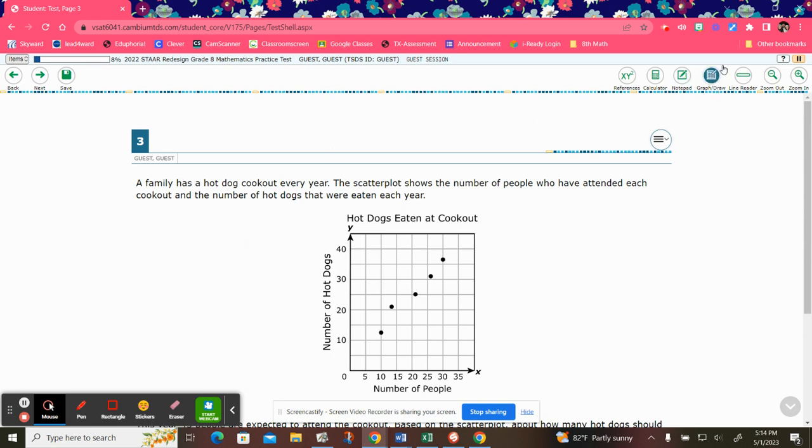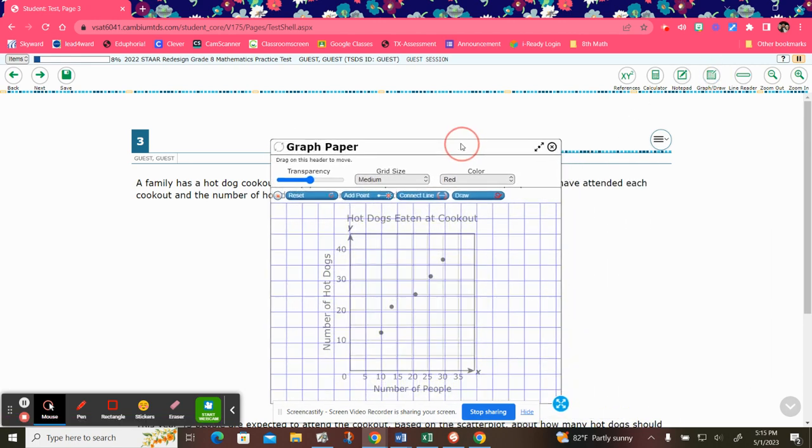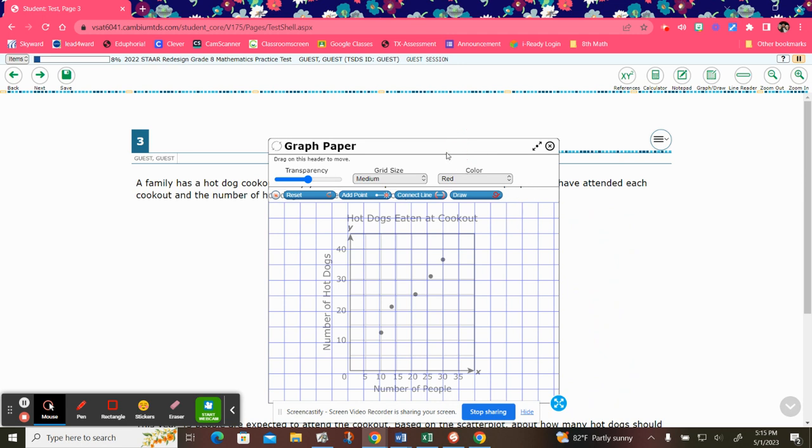Or if you look at the 4th button here, it says graph draw. So what I would do is I would click on that. And as you can see, it's graph paper. Okay. Now, what I want you to look at is the 3rd one right here says connect line. So you're going to click that and you're going to draw a straight line on it. Now remember that your line of best fit should touch as many dots as possible, but have an equal number of dots above and below. Okay, so there's my line.